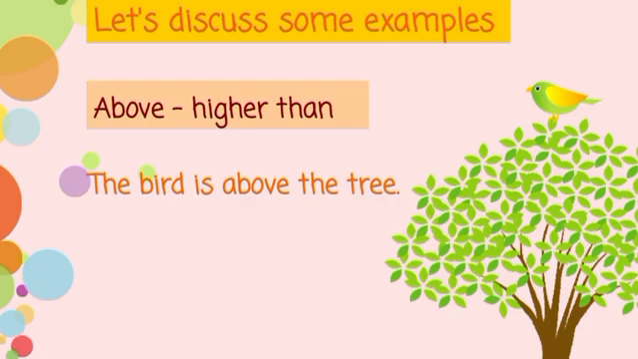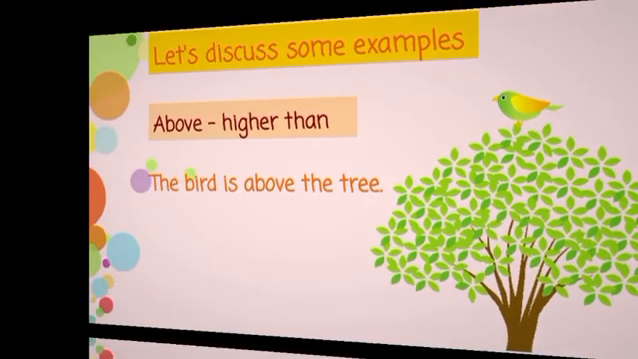Next is "above." "Above" is used when some object or someone is higher than the other. Here the bird is higher than the tree. We are using the preposition "above." The bird is above the tree.